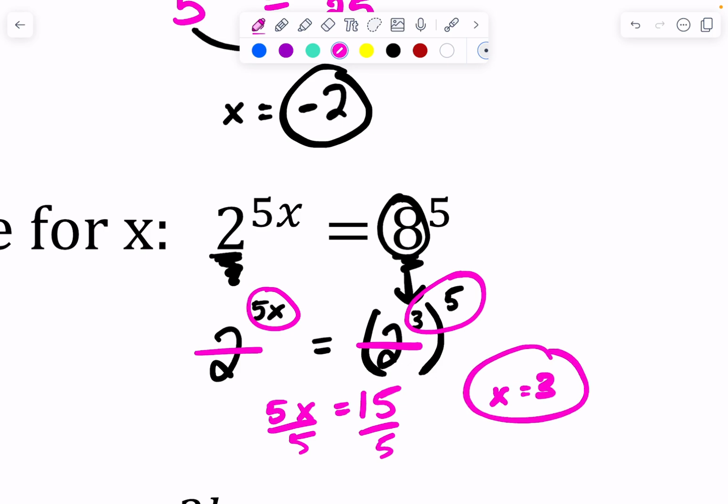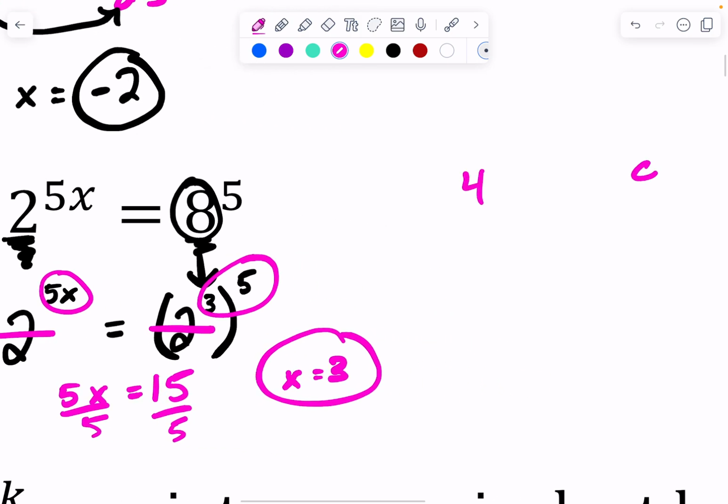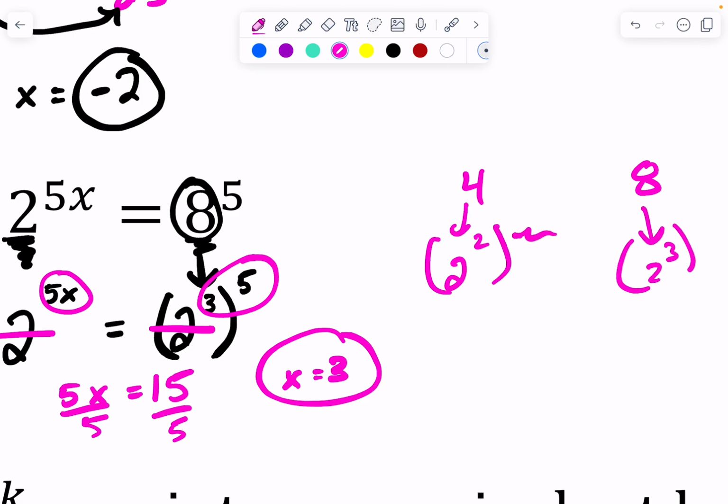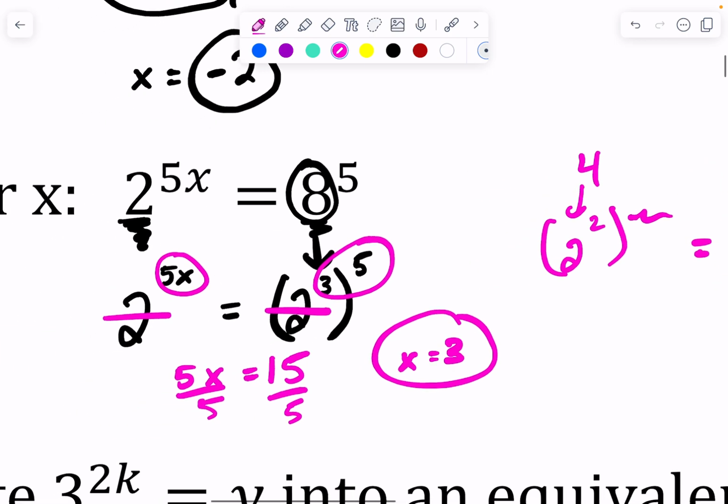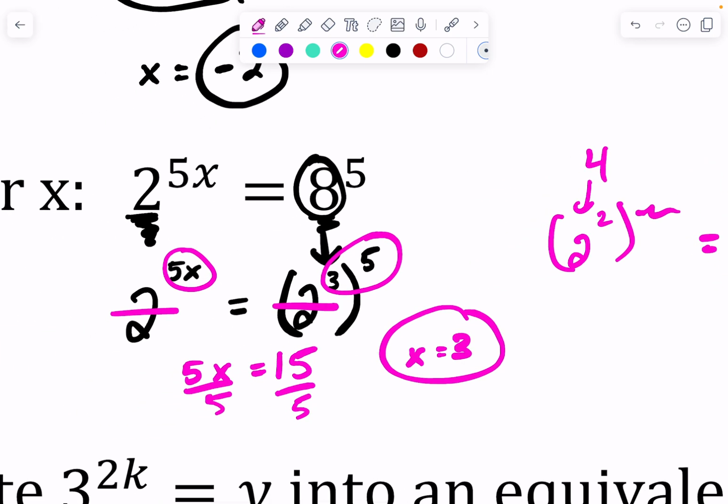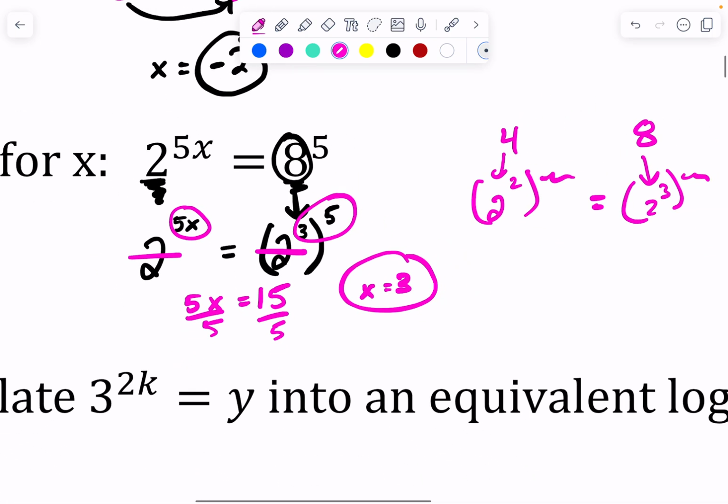Sometimes you might end up changing both sides. So like if this was a 4 and this was an 8, I would write this as 2 squared, and this would be 2 cubed. Like I'm just reducing those down, and then you multiply by whatever your exponents were, right? So just be careful of that. But you're just rewriting them to be the same form so that you can cancel them, okay?